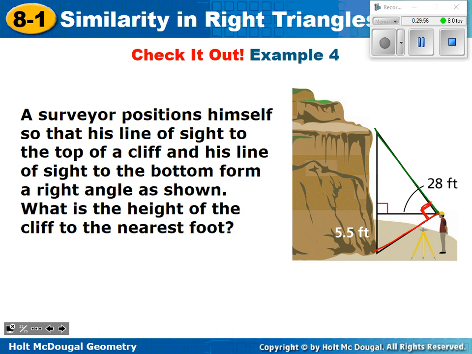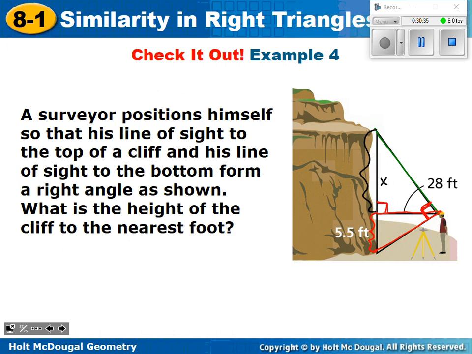Okay, so there's his line of sight. His line of sight, if he goes straight across, then becomes what in our big triangle? The altitude. Okay, that line is the altitude. Is everybody with me? That's the altitude. Okay, so it says, what's the height of the cliff to the nearest foot? So they tell us this part right here is 5.5 feet. So if we want to find the height of the cliff, what are we going to have to find in order to get the whole thing? What's x? The other part. So from here to here, right? Okay. And then we can just add x and 5.5 to get the whole cliff.